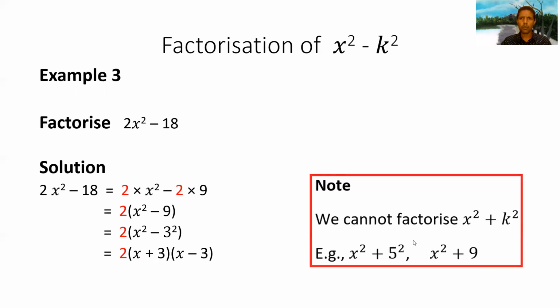We note that we cannot factorize x squared plus k squared. That is, we cannot factorize x squared plus 5 squared or x squared plus 9.